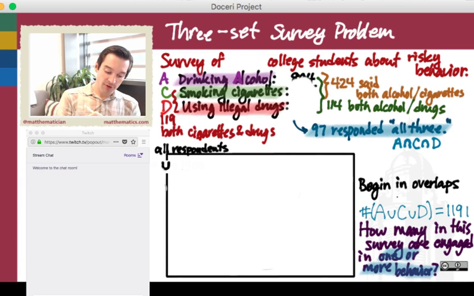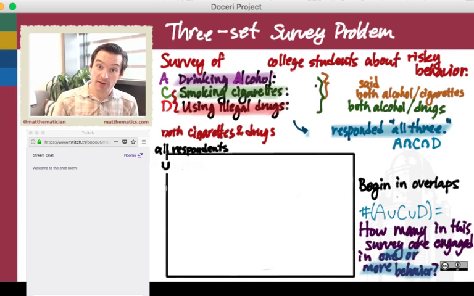And if you don't know how many people were surveyed, and we still want some information about all of this kind of stuff, what will usually happen is that the information will be presented to you as percentages. So let's suppose that we did it that way. So let's suppose that 72% of respondents said that they drank alcohol. 41% said that they smoked cigarettes. Maybe 15% say that they use illegal drugs. And then let me make up some numbers for these other overlaps as well.